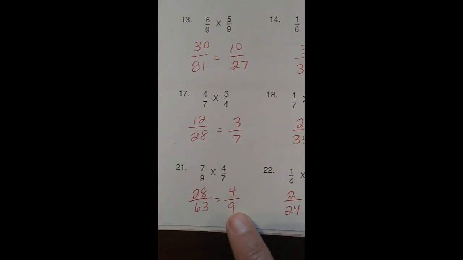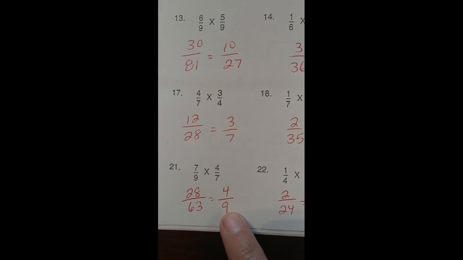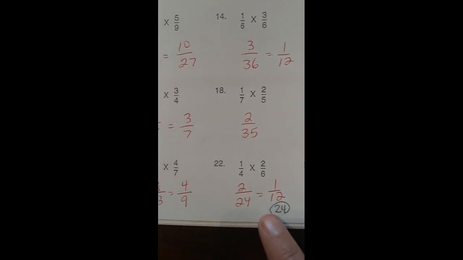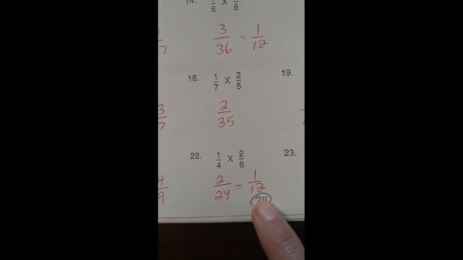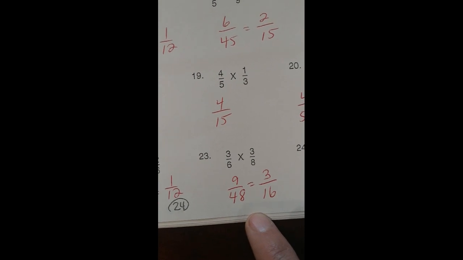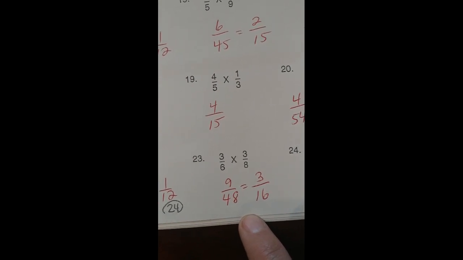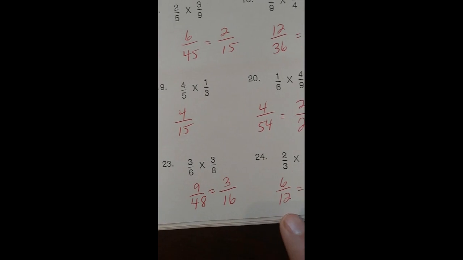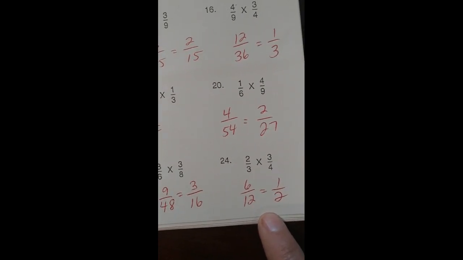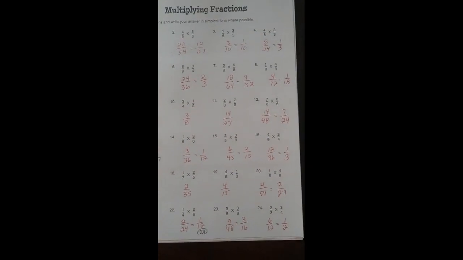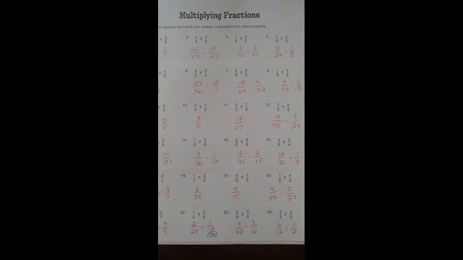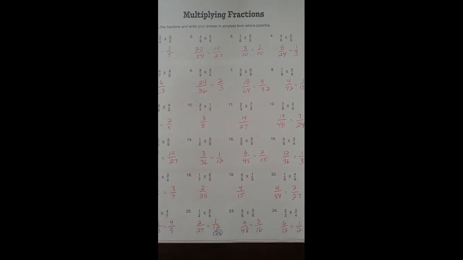Number 21 was 28/63, and you would have simplified it to 4/9. Number 22, the answer is 2/24, and you would have simplified it to 1/12. Number 23 is 9/48, and you would have simplified it to 3/16. Number 24 is 6/12, and you would have simplified it to 1/2. Again, if you get stuck on any of these problems, please join our Google Meets and ask questions. We are happy to help you.